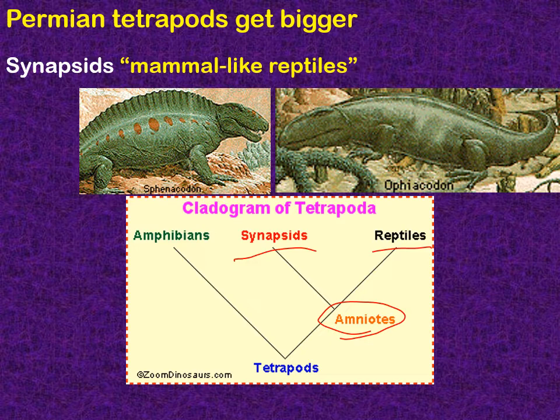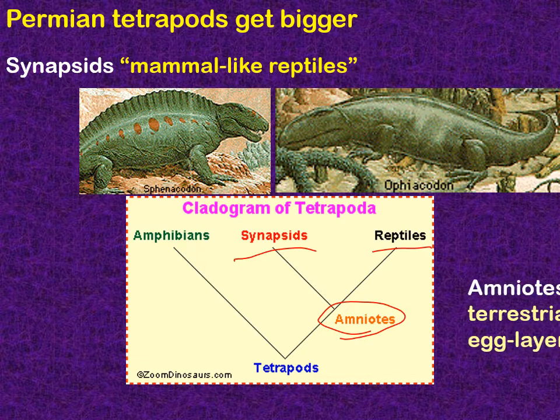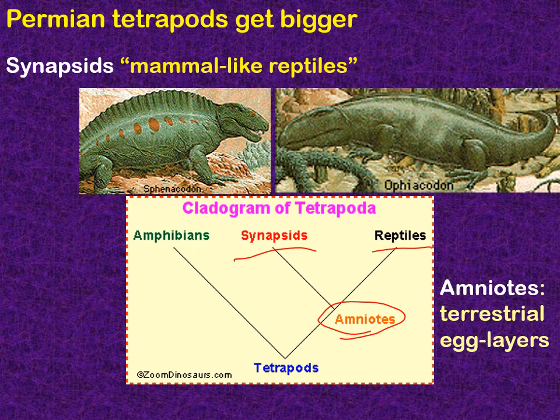Okay. So some of the animals we're going to look at here, you might look at and think, oh, those are lizards, or oh, they're dinosaurs. They're actually synapsids. They're a separate group of amniotes that aren't true reptiles. Okay. So the big thing to take away from this, though, is that amniotes are these terrestrial egg-laying animals.